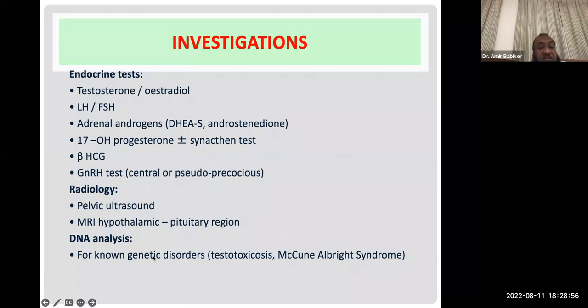Sometimes you need genetic test, as in testotoxicosis and a special gene, and as well as McCune-Albright. And which gene is that? Which gene is the McCune-Albright gene?